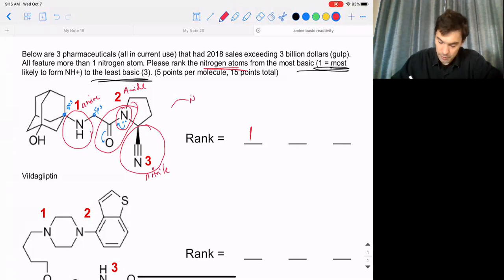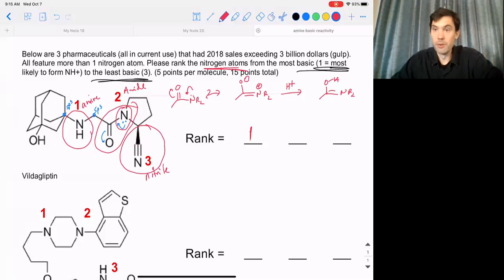Because we have this resonance structure, if you protonate most amides, they will protonate on the oxygen, not on the nitrogen. So at least technically as written, the nitrogen atom is not basic at all. The oxygen atom is the basic atom in an amide. And so we can default put number 2 down here at the end, and that means 3 goes in the middle. So that should hopefully help us out with the first one.